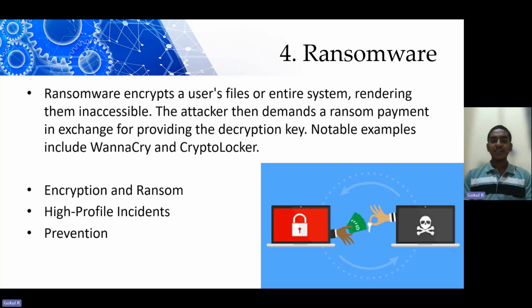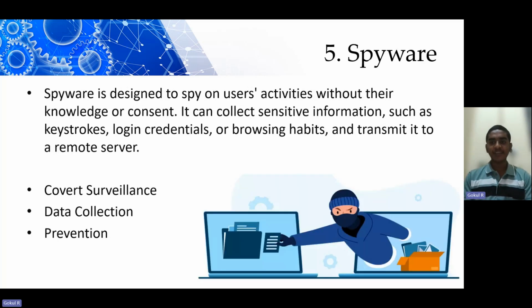Here, encryption and ransom are included. Encrypted files or the entire system, demanding a ransom for decryption keys. High-profile incidents like WannaCry and CryptoLocker are examples of widespread ransom attacks. How to prevent? We need to regularly back up important data, keep software updated, and be cautious with email links and attachments.